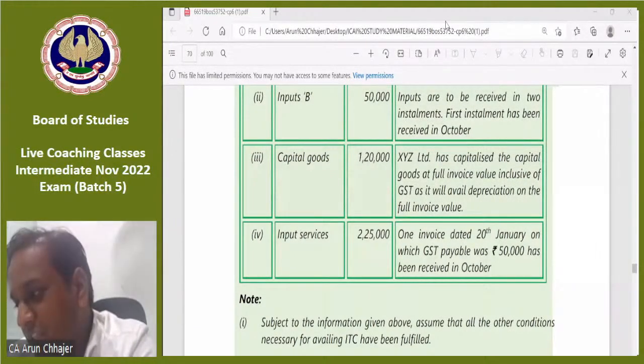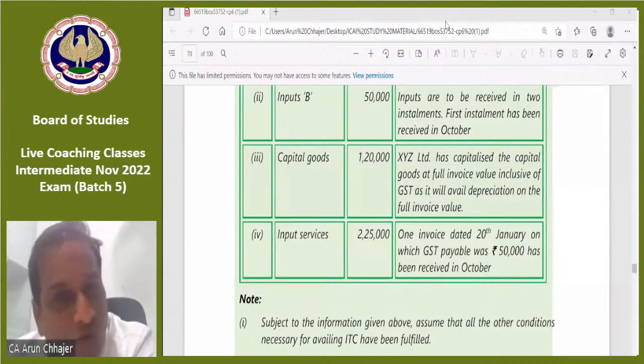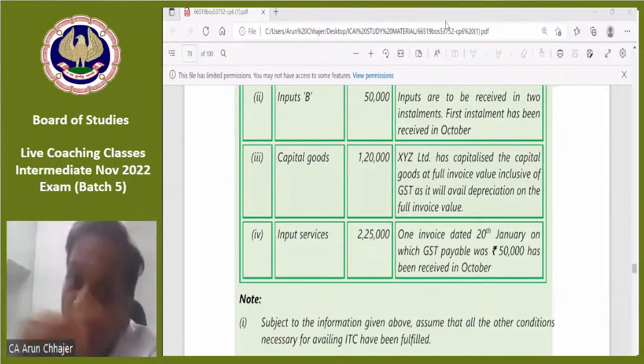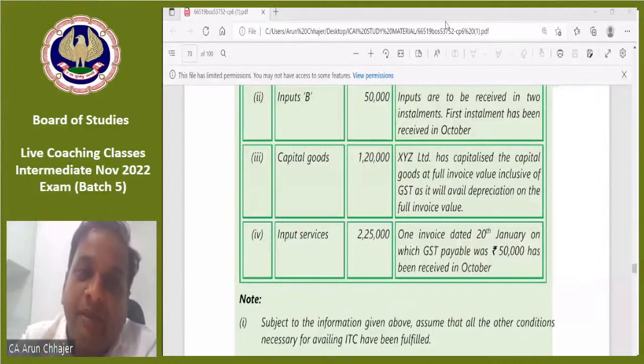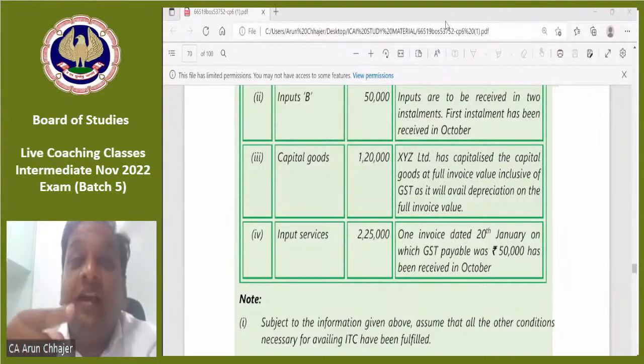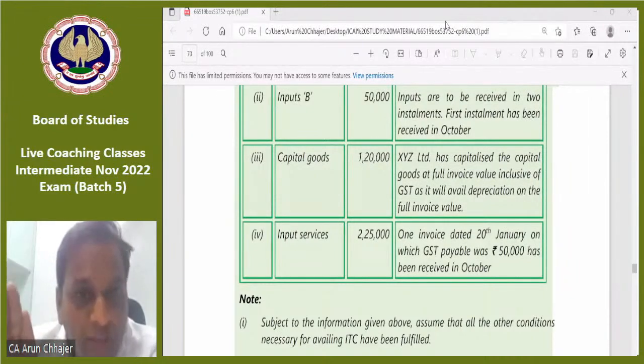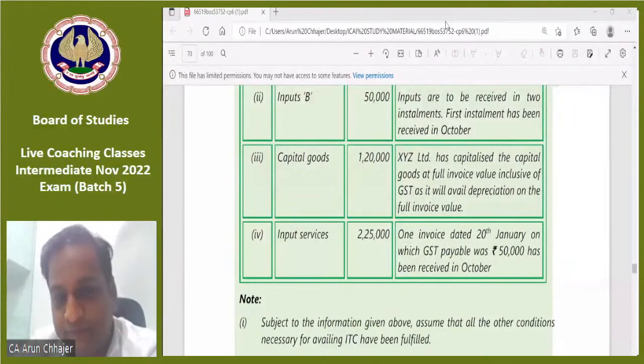And why no? 16.4. You have to write the 16.4. ITC can be availed till the due date of the return for the month of September under section 39, or filing of furnishing of annual return, whichever is earlier. And because the date is October, therefore ITC would not be available.